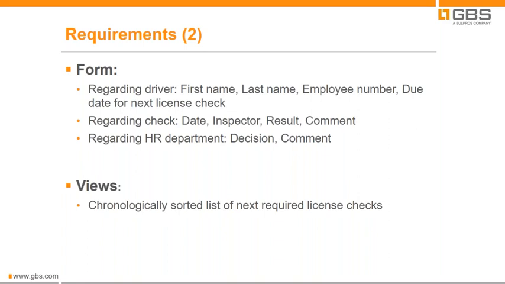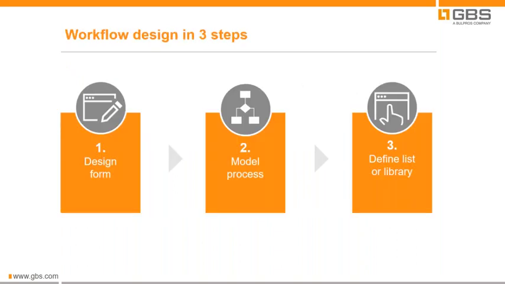Regarding the check, the minimum would be the date, the inspector, the result of the check, and the possibility to enter comments, for example, a reason why a check is negative. As far as the HR department is concerned, they only need to be involved when the outcome was negative. Then they have to make a decision. They should also comment why they took that decision, so this is what we need for the HR department on the form. And of course, we need some views to list the required checks.